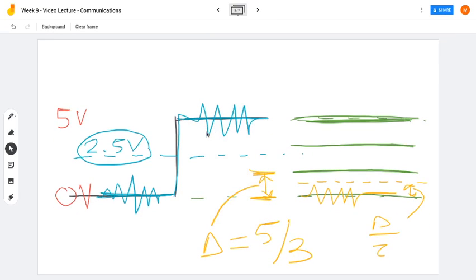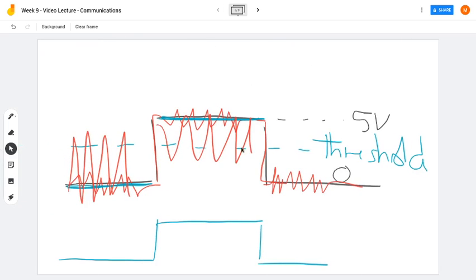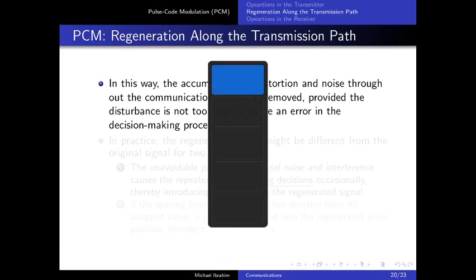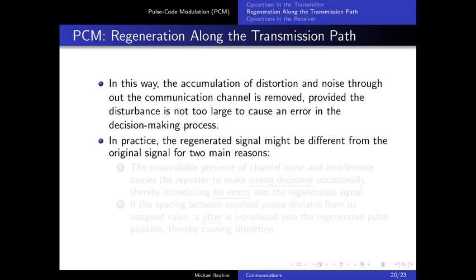Again, if the noise is large enough, as we have seen over here, I might decide that this level is 0 even though it was a logic 1. Same over here, if the noise is too large, I can decide that this symbol was 1 even though it was 0. So errors might happen. And in this case, of course, as we have discussed previously multiple times, we can use so-called error control coding. So in practice, the regenerated signal might be different from the original signal for two main reasons.